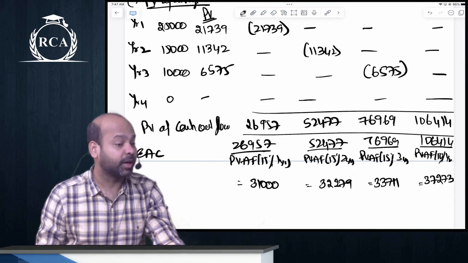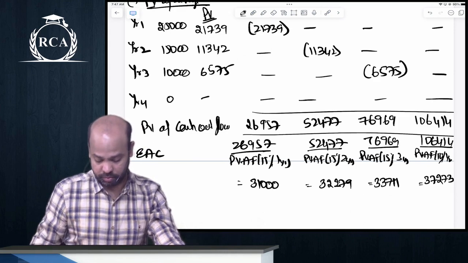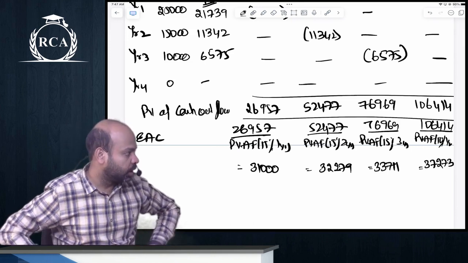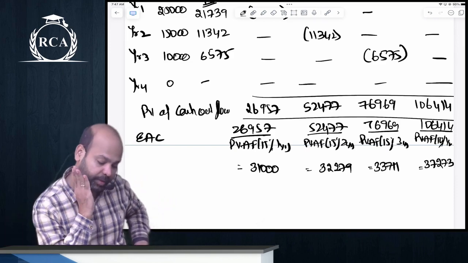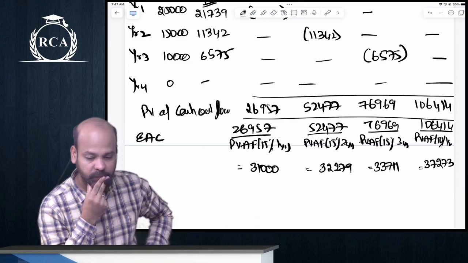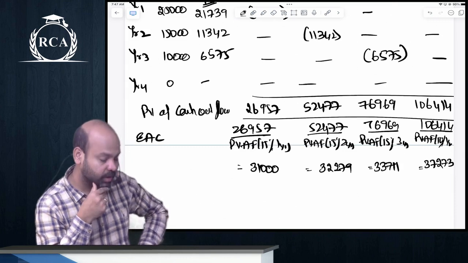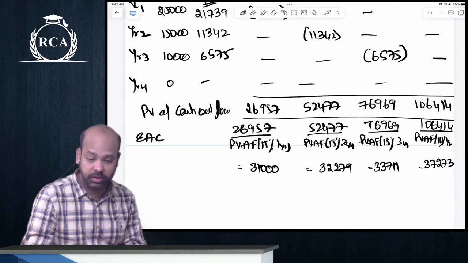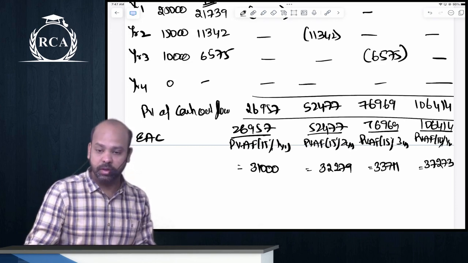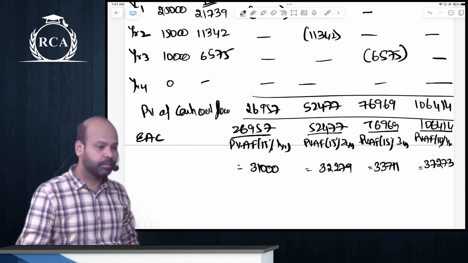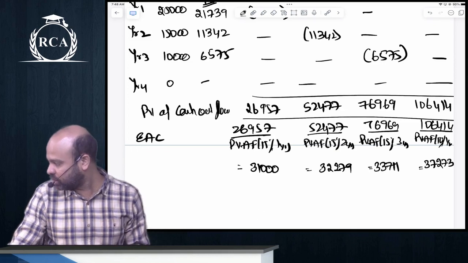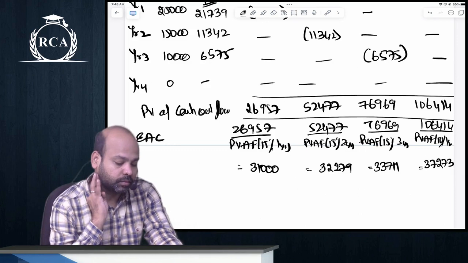Note. In respect of an asset to be purchased, did you write the conclusion first that it should be replaced immediately? Next, in respect of an asset to be purchased, there will be no initial operating cost. There will be no initial opportunity cost, as the machine is not yet purchased.